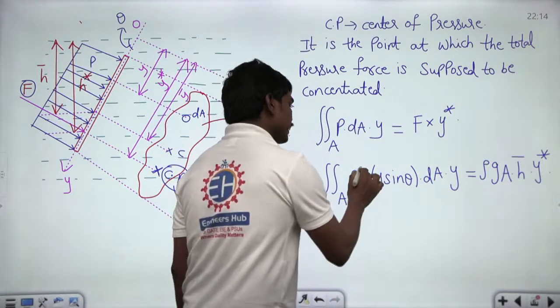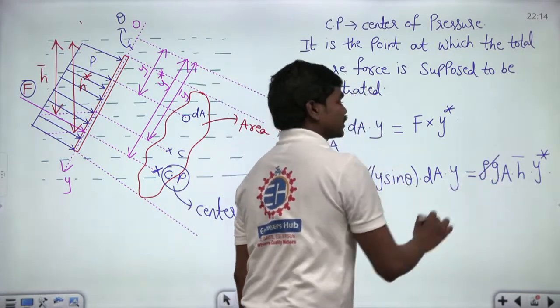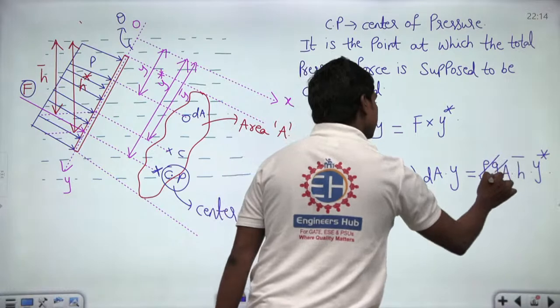Now you can cancel one thing: the density and the acceleration due to gravity are constant on both sides. So we will cancel the density and, of course, the acceleration due to gravity.